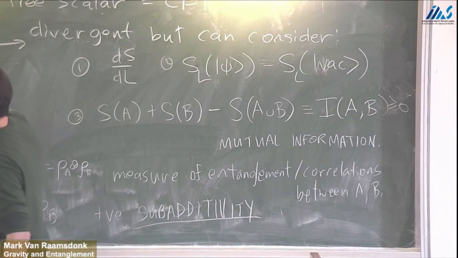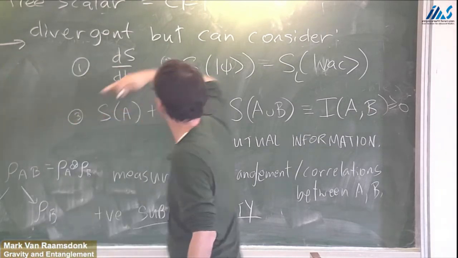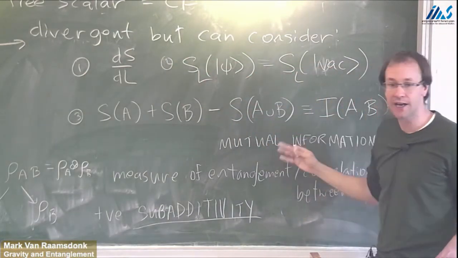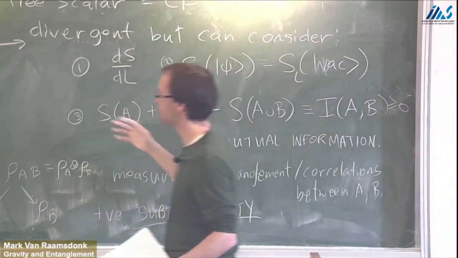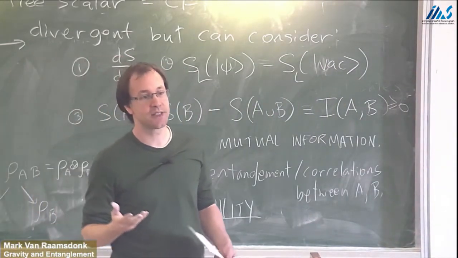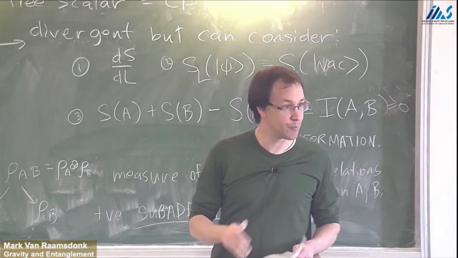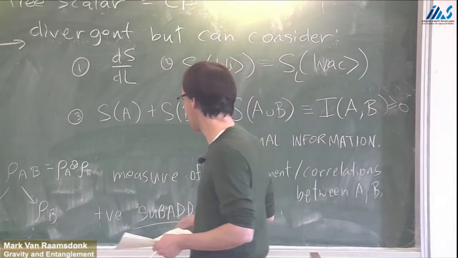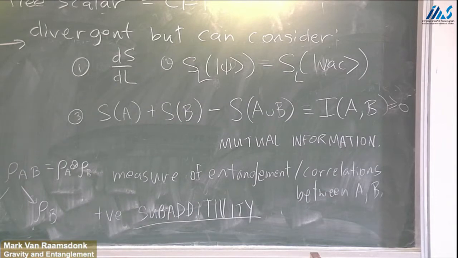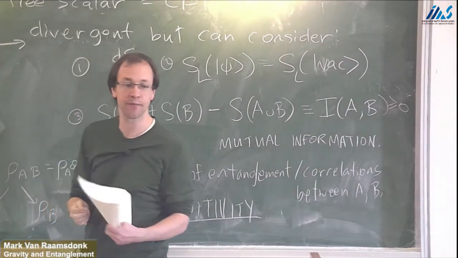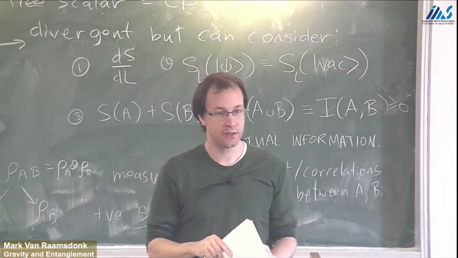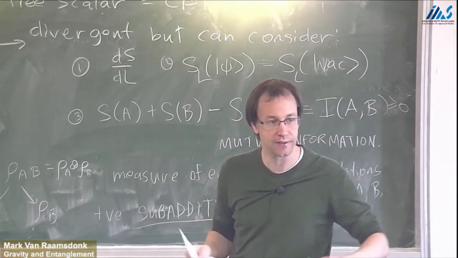So even though this itself is divergent, there's a bunch of interesting things that you can calculate that are actually finite and that survive the limit when epsilon goes to zero. So it is an interesting quantity to calculate even in the quantum field theory limit. Now, this behavior, that S is proportional to the log of the size of the system, turns out to be a universal result for any conformal field theory in two dimensions.